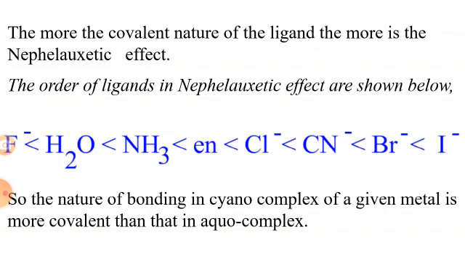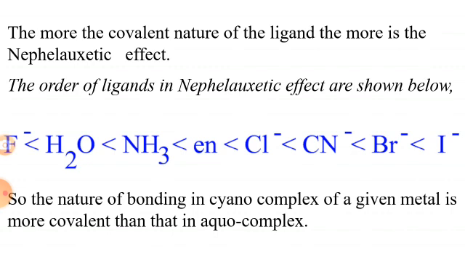The order of ligands in the Nephelauxetic effect is shown below. In this series, F minus shows a less Nephelauxetic effect, but the beta value, that is the Racah parameter ratio, is high for F minus, and I minus shows more Nephelauxetic effect, that is more cloud expansion. If cloud expansion is more, then mixing of orbitals takes place and there are more delocalized electrons. So I minus shows more covalent character as compared to F minus.